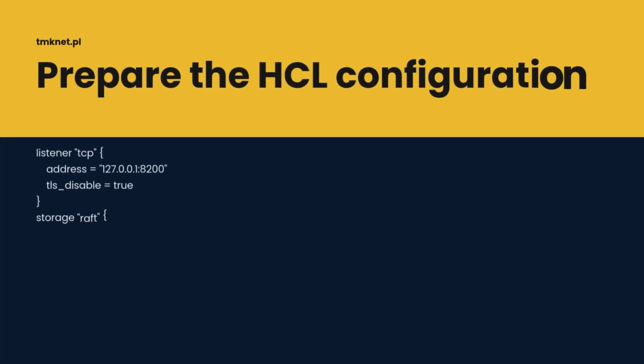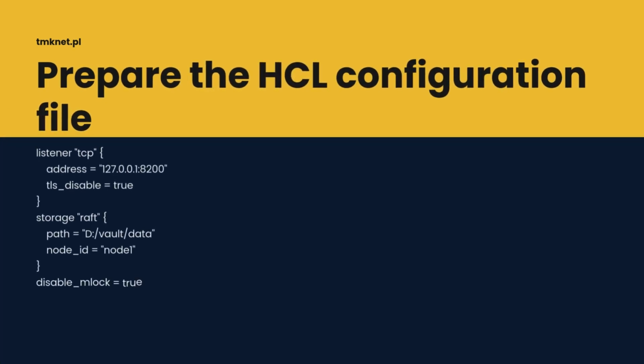Now we will discuss the Vault server configuration file, which we save with the .hcl extension. Here's how it is structured. Listener section, TCP. This section specifies how Vault will listen for incoming traffic. The setting address equals 127.0.0.1:8200 means that Vault will listen on the local IP address 127.0.0.1 and port 8200.